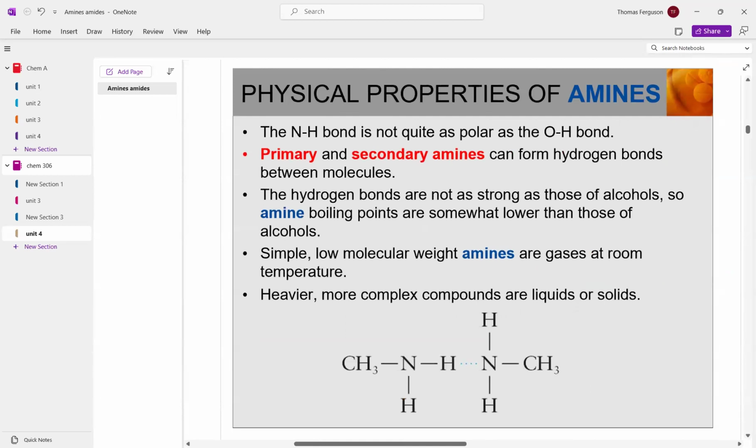Now, because the nitrogen is electronegative, you're going to have hydrogen bonding. So the nitrogen is partially negative. One of the hydrogens is going to be partially positive. And since this is partially negative, partially positive, then you get the hydrogen bonding that way.